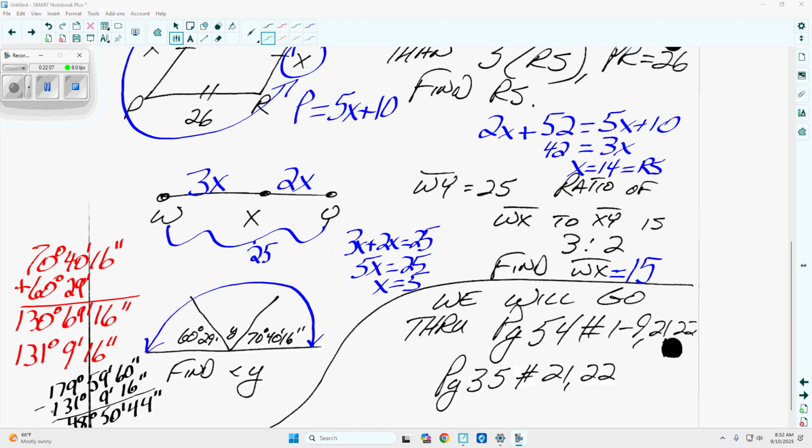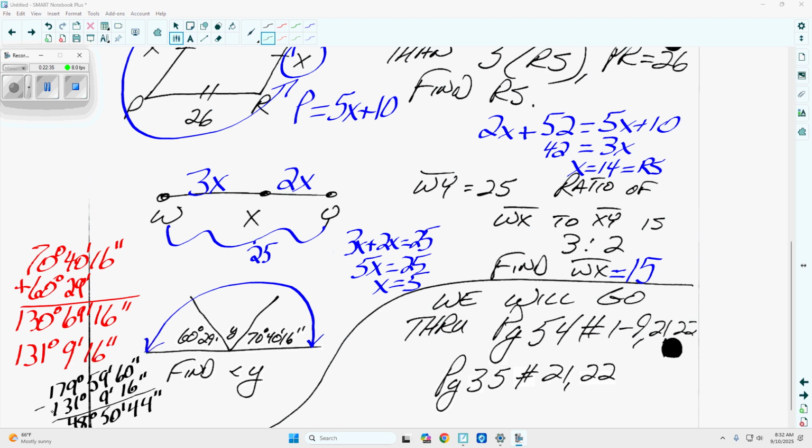Now I'm jumping to question number 21. If you go to page 57, number 21, these are the angles of a clock. I'm just going to tell you the answers, and then you can practice them if you want. 21A is 30. 21B is 140. And 21C is 127.5 degrees.